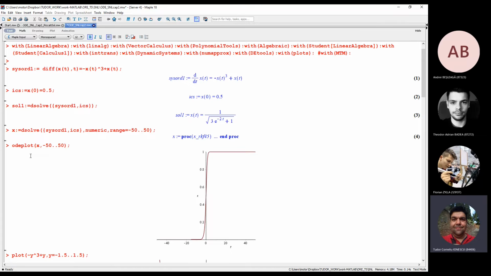And then to plot the solution, you use the specific function ODE plot. The typical function to plot a graph is plot, as you can see here, just like in MATLAB. Whereas when you'd like to plot the solution of a differential equation, you need to use ODE plot. So this is the numeric solution.